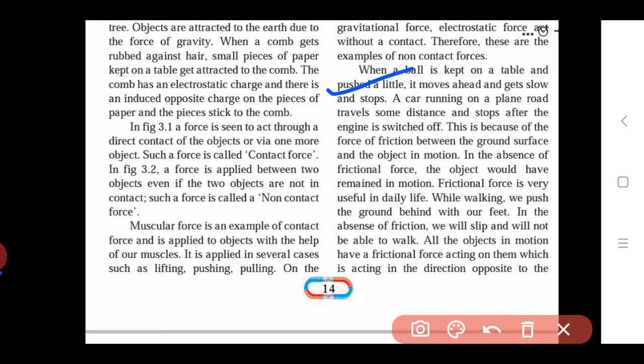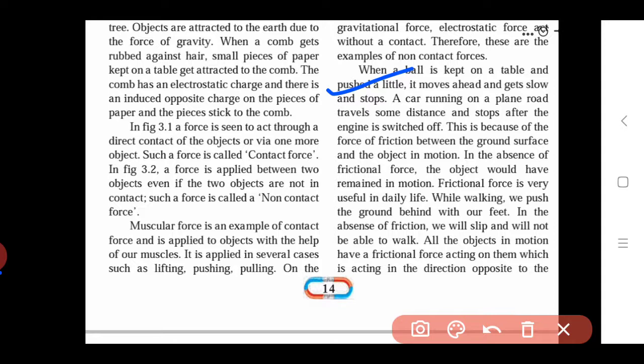When we switch off the engine, the car gets stopped. Why does this happen? This happens because of the force of friction between the ground surface and the objects which are in motion. If no frictional force acted on the moving objects, then due to the absence of frictional force, the objects would remain in motion. Objects wouldn't get stopped; they would remain as they are in motion. So we say that frictional force is very useful in daily life.